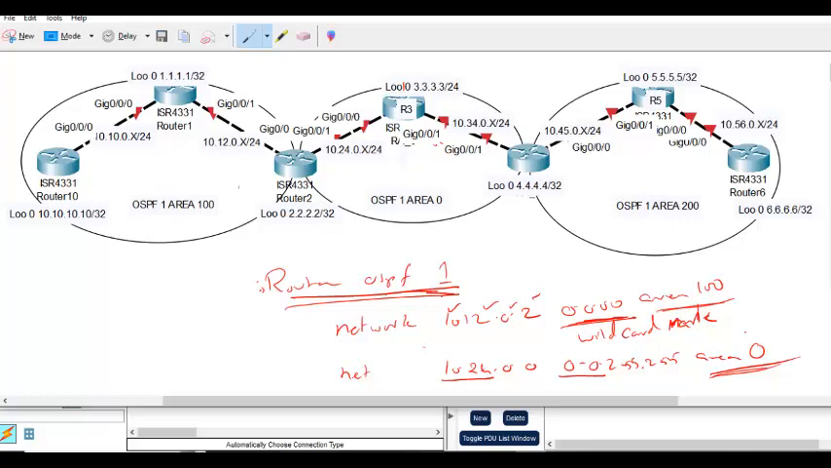Now to form neighbor between these two routers, the area ID should match. You see, this also will say I belong to area 100. This also will say I belong to area 100. Yes or no? They form neighbor. Here, this will say what? I belong to area 0. This will say I belong to area 0. They form neighbor. You understand? Even though this router is a member of two different areas, without any problem, this forms neighbor, because this belongs to area 0 and this belongs to area 100.